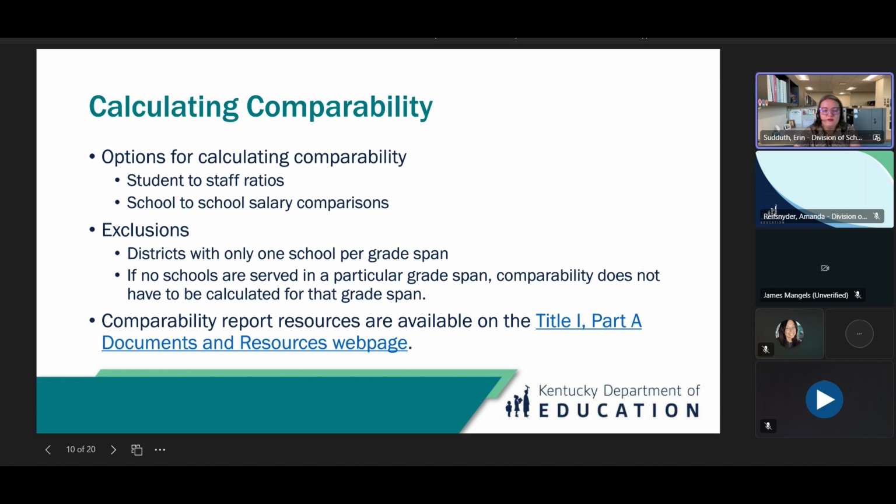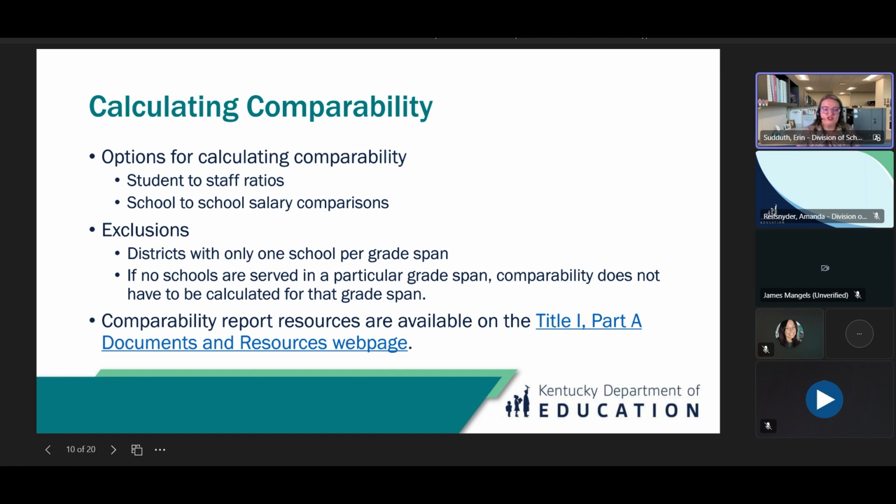There are some exclusions, districts who don't have to calculate comparability. I do want to be clear that all of the districts have to submit the comparability report in GMAP. If the district is not required to calculate comparability, you're only going to complete the first page of the Excel workbook. So the districts that won't be calculating comparability are our districts with only one school, or only one school per grade span, because there's nothing to compare those to.